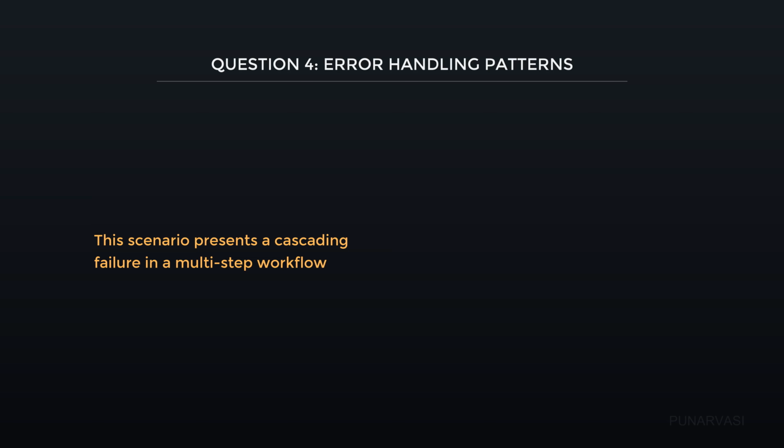Now, question 4 exposes a critical error handling flaw. The key insight is a cascading failure. One initial error triggers others downstream, collapsing the entire workflow. What this means is your solution must isolate each step to prevent this domino effect. This pattern clearly indicates where most candidates lose points by not planning for failure at every stage.